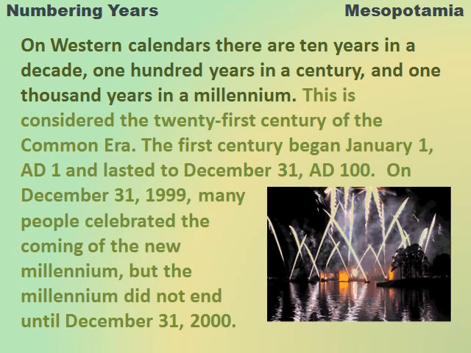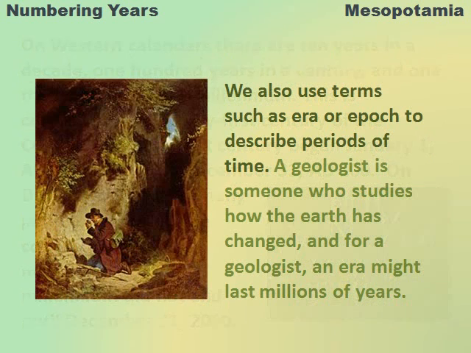On Western calendars, there are 10 years in a decade, 100 years in a century, and 1,000 years in a millennium. This is considered the 21st century of the Common Era. The first century began January 1st AD 1 and lasted to December 31st AD 100. On December 31st, 1999, many people celebrated the coming of the new millennium. But the millennium did not end until December 31st, 2000.